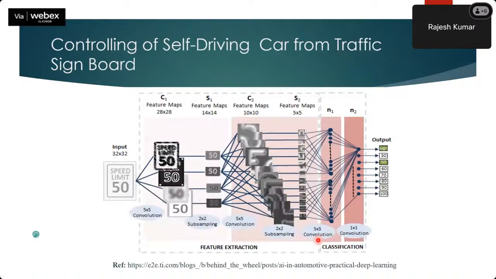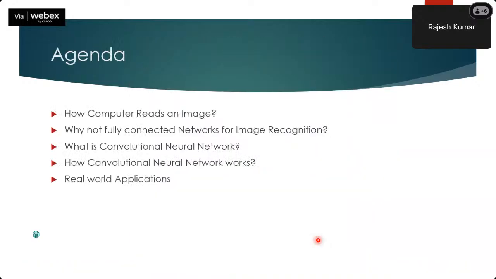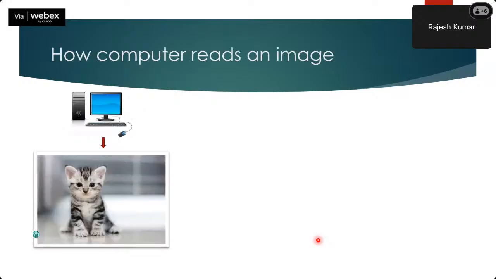So I'm moving forward, just to understand now what is CNN, how it works, and other models. So our agenda today is how a computer reads an image, because that's the beginning point from where we can build the whole system. And then why we are not going for fully connected networks, what are convolution networks, and how they work. And then some applications we have already seen, but a case study we can discuss at the end.